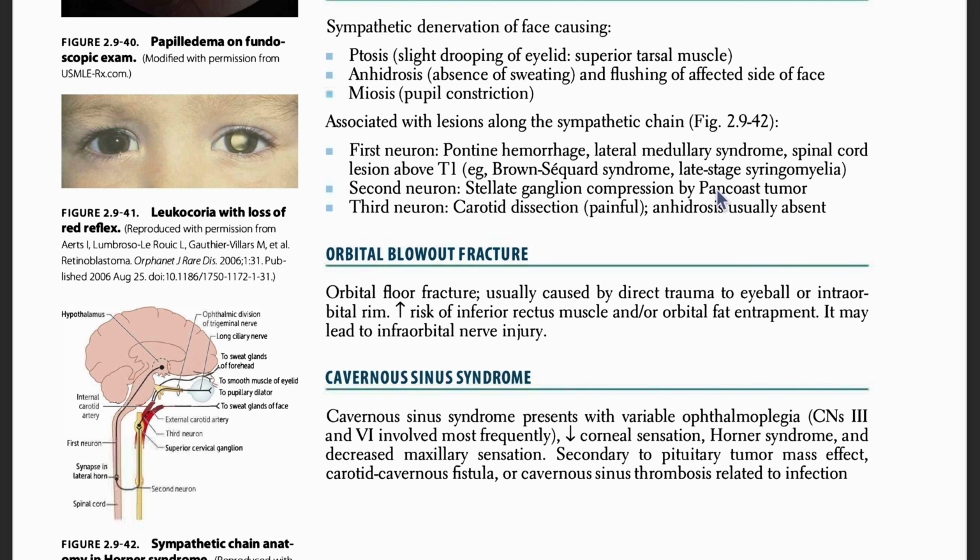Stellate ganglion compression by Pancoast tumor. So Pancoast tumor can cause a lesion here. And third neuron. So up here is carotid dissection, which is painful, and anhidrosis is usually absent if it gets affected here. Okay, so sympathetic chain lesion, spinal cord lesion above T1, which could be Brown-Sequard syndrome, late stage syringomyelia, or lateral medullary syndrome, or pontine hemorrhage.